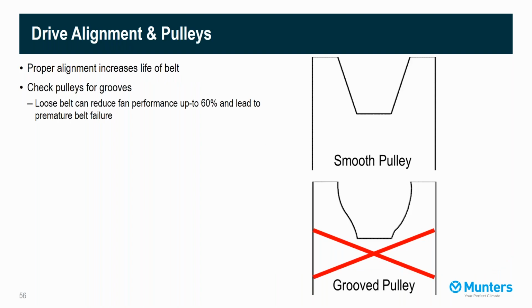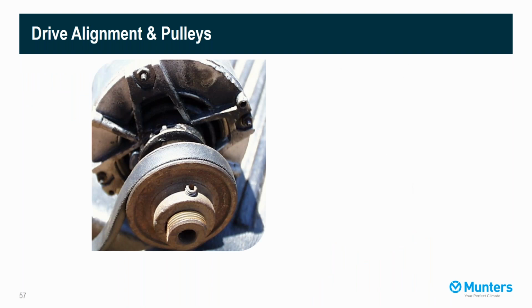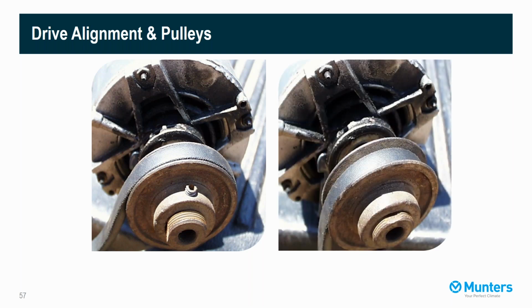So along with the belt, we want to make sure that the pulleys are in the correct alignment. We want to check the pulleys for any grooves. We want nice smooth surfaces. We don't want any rounded surfaces like we see there. So this is the proper placement of the belt in the pulley. It should ride up just above the edge of the pulley like this, and this would be a very worn belt and pulley.